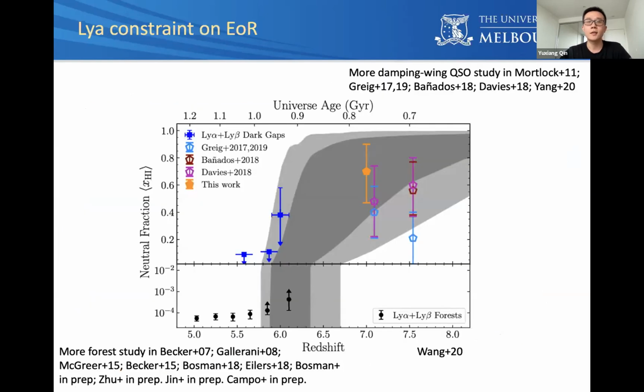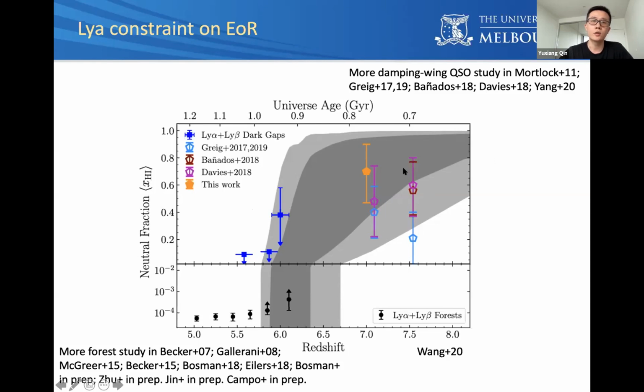All right, and this plot, I take it from Wong et al. 2020. This is basically a summary of the current Lyman alpha constraints on the neutral hydrogen fraction during reionization. Most of them come from high quality spectra of high redshift quasars. If you focus on the Lyman alpha transmission, blueward of the line center, you can use the forest information to study the neutral hydrogen fraction. But this mostly gives you constraints at the late stage of reionization.